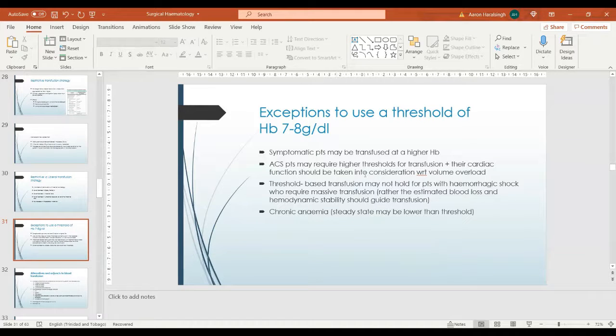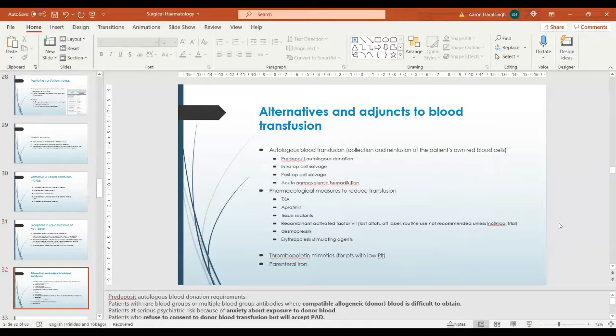A threshold-based transfusion does not hold for patients who are in hemorrhagic shock. Those patients may require massive transfusion, and we're going to talk about that a little bit later. And then, of course, patients with coronary syndromes, acute coronary syndromes, we have to take into consideration the patient's cardiac function in an effort to avoid volume overload in those patients.